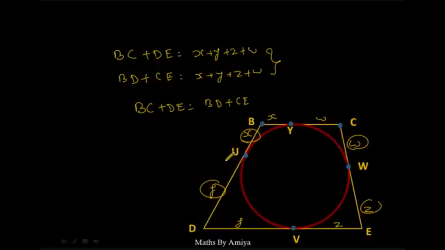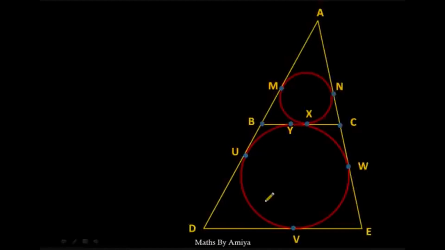The first one was MPT, the second one was s minus a, s minus b or s minus c. The third one is the incircle in a quadrilateral, where the opposite side sum is the same. Now check the most important thing. If we have a triangle and two incircles, one in this triangle and one in this quadrilateral, then what happens?